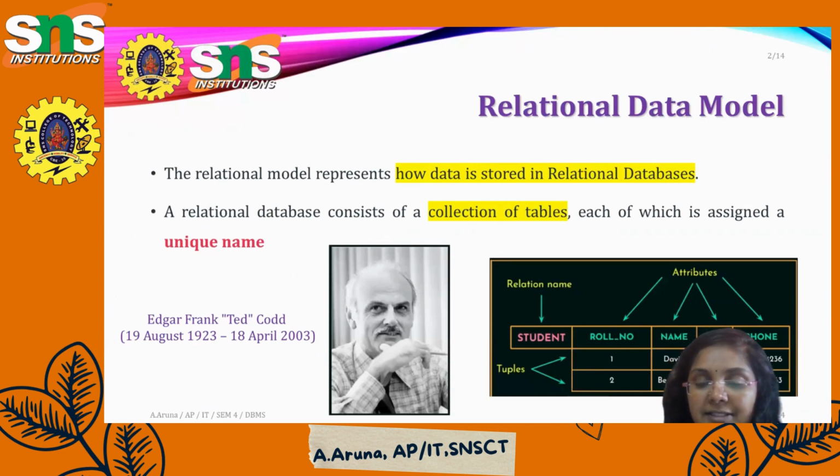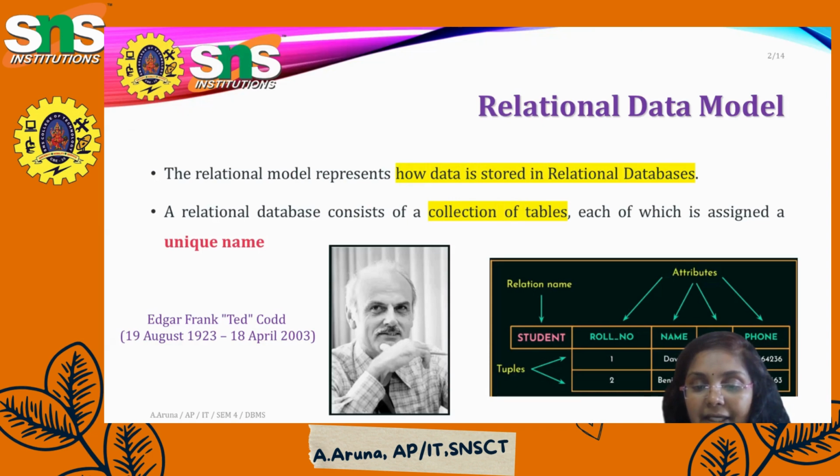Relational model is nothing but how the data can be stored in a database. Relational means the tables: how a collection of related data can be stored in a table. It is assigned a unique name. See this example. In this example, we have the relation name, that is Student. Student is a table.